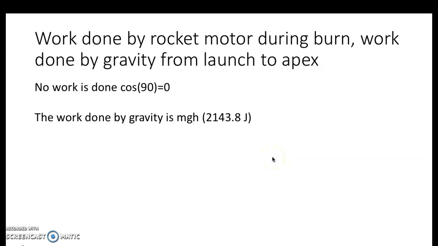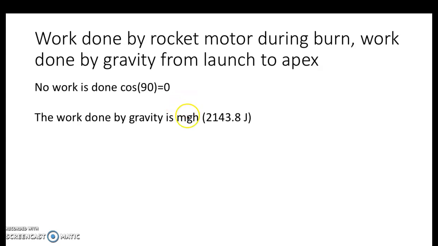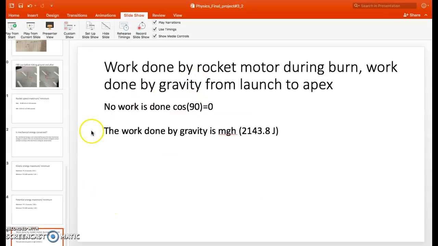The work done by a rocket motor during the burn, the work done by gravity from launch to apex. There was no work done by rocket motor during the burn because cosine of 90 would be 0. 0 times the force and the distance will still just be 0, so the work done is 0. However, the work done by gravity, which is mgh, was 2,143.8 joules. And that is the end of our project.